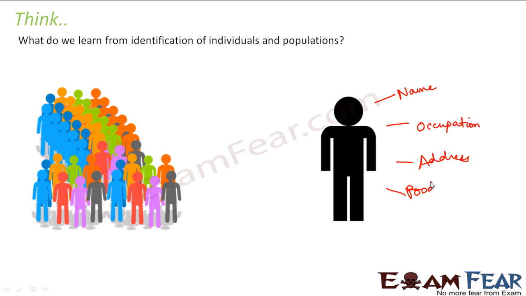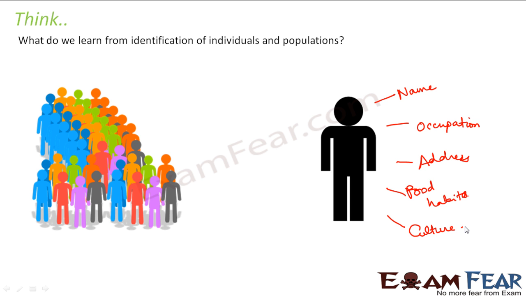or maybe his food habits, what kind of food he eats, whether he is a vegetarian or a non-vegetarian, the type of culture which he has, maybe whether he is an Indian or he is an American, or what kind of culture he follows. So these are some of the things which you might get to know when you start identifying an individual. Now, different people will have different details. It is not that everybody will have the same name or the same occupation or the same address. So different people will have different details.